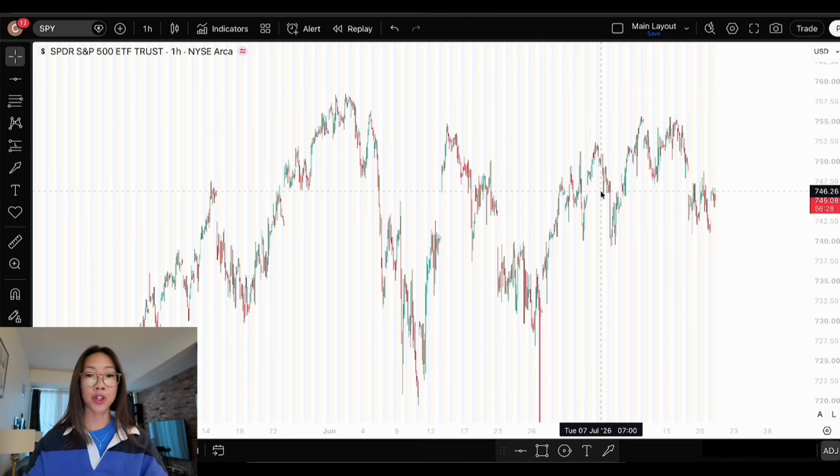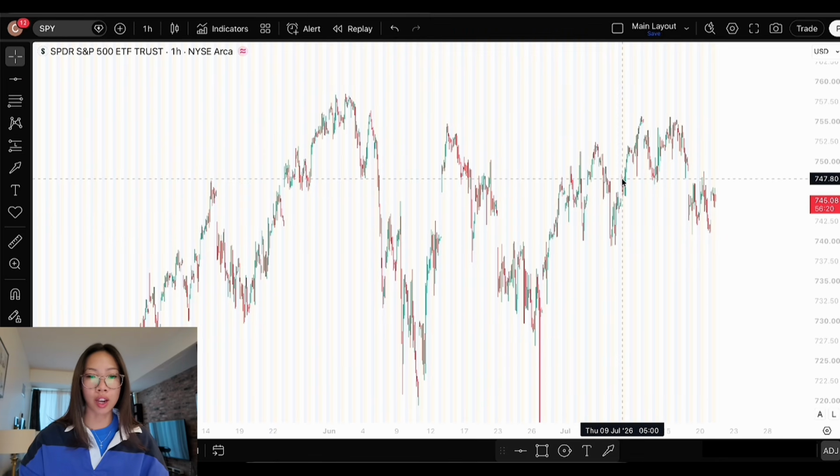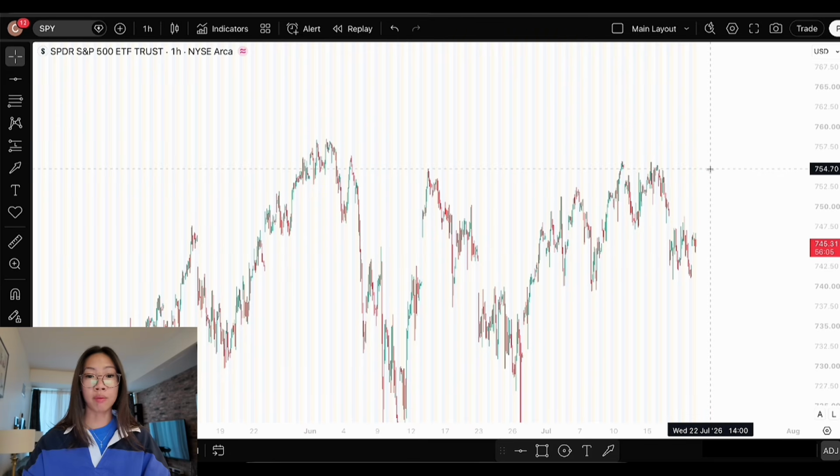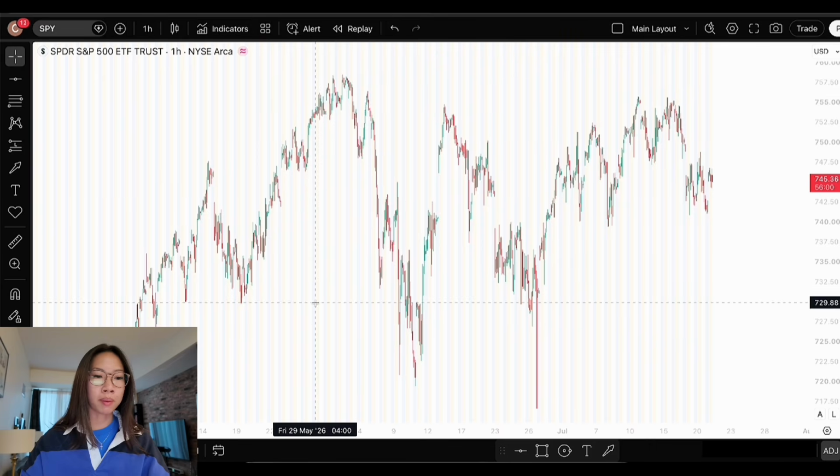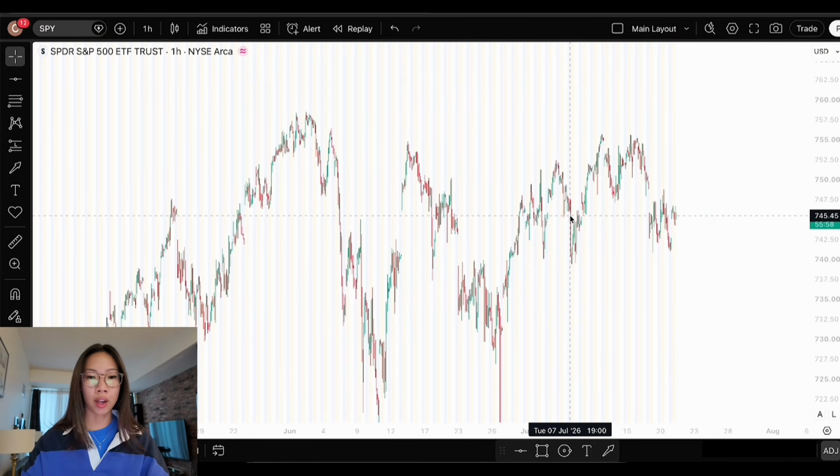So this is exactly how I draw my support resistances. I do this pretty much every morning. I blank out my chart and start afresh, because a lot of the levels do change overnight. I like to use the 1 hour time frame as of this moment for support resistances. I used to use the weekly time frame, but in this market it's not working, so I adapted to this.